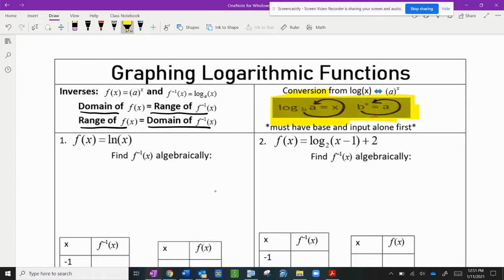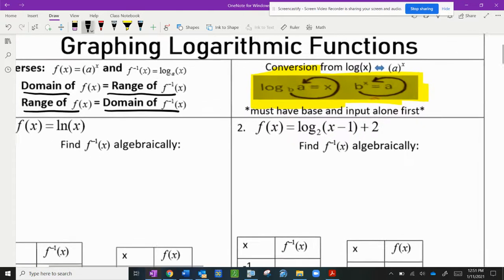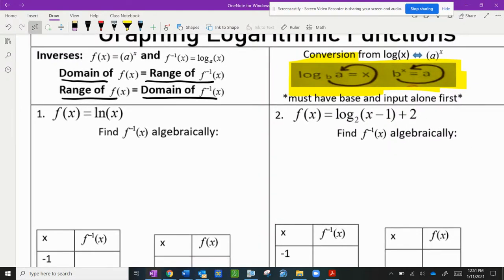So here are our conversions. Remember, I said we could do this nice little loop method, going from the base to the output to the input. So my first log that I'm going to graph is the log with the base e, the natural log. The first thing that we want to do is find the inverse algebraically. Right now, if I'm looking at f of x equals the natural log of x, I really don't know many values to plug in. I know if I plug in 1 for x, my output is 0 because we know that property. But really, it's not very friendly.